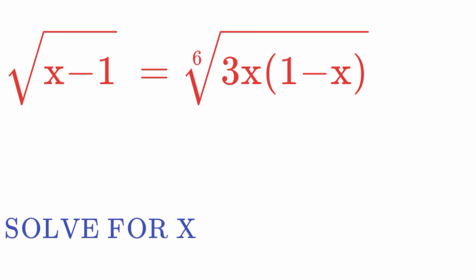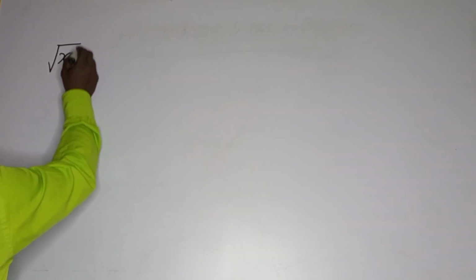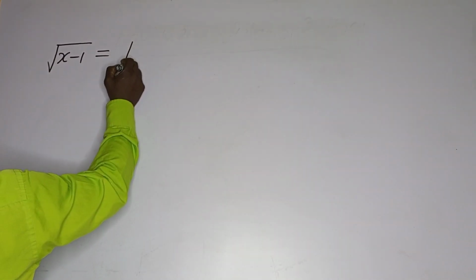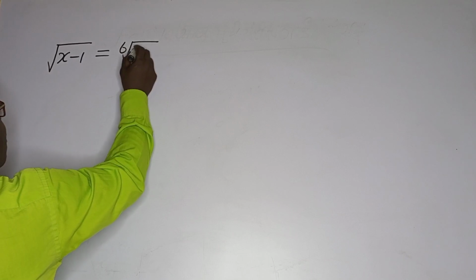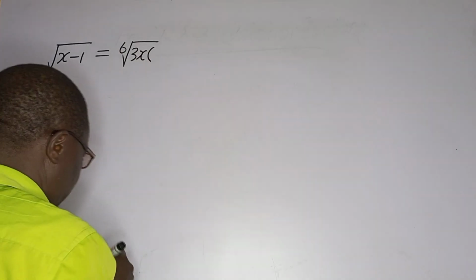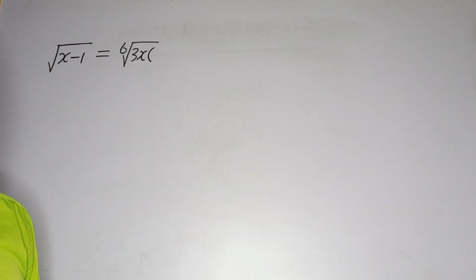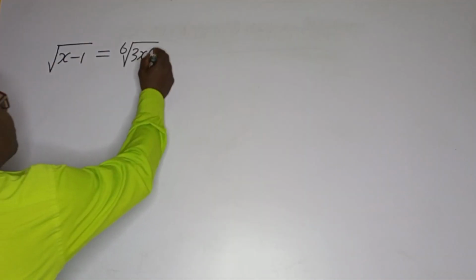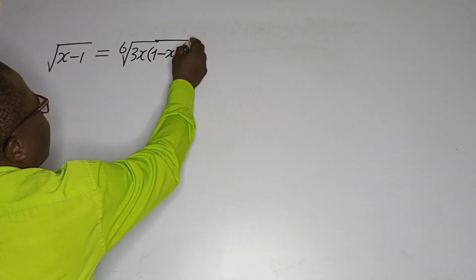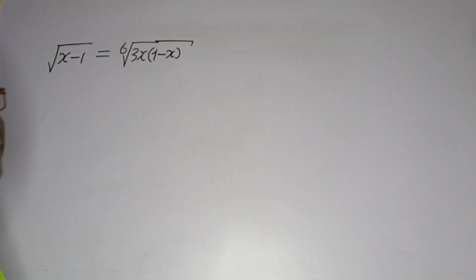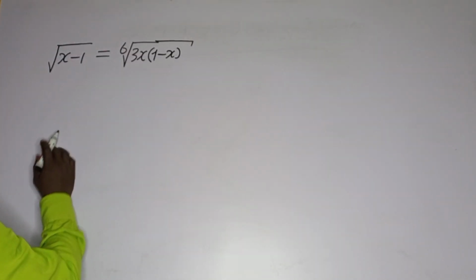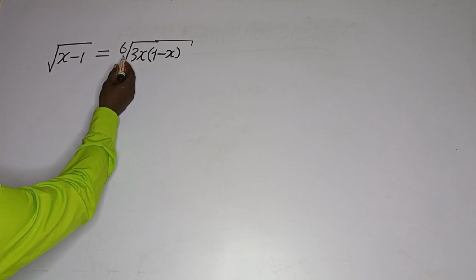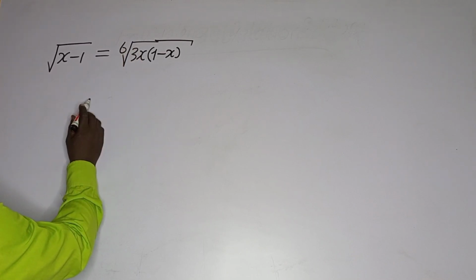So we have the square root of x minus 1 is equal to the sixth root of 3x into 1 minus x. How do we solve for x in this equation? The first thing to do is to remove the sixth root, this radical sign with the sixth root.